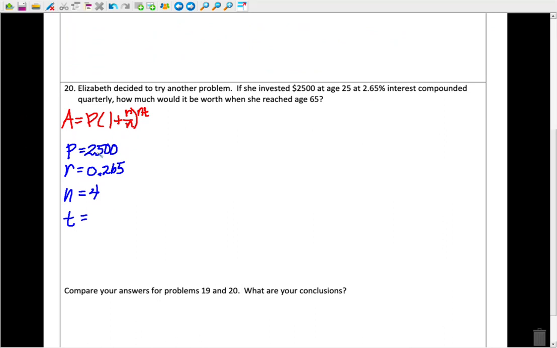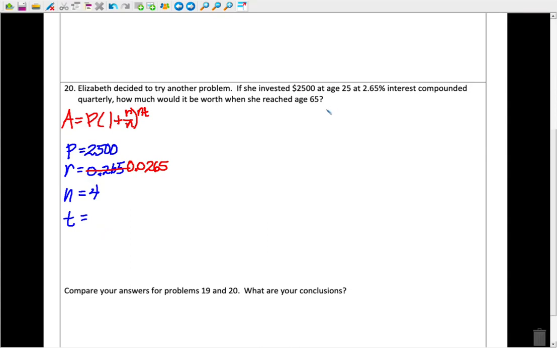So that means our principal is a little higher, 2,500. Our rate is a little lower. I wrote my decimal wrong. Let me fix that. That rate should be 0.0265. And then the number of times compounded is still quarterly.